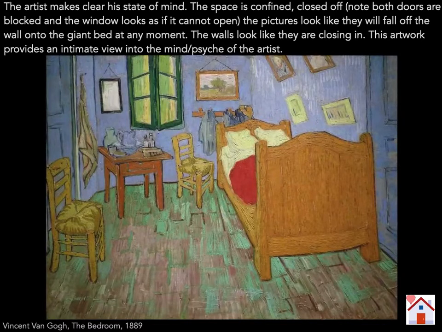Now here we have Vincent van Gogh's The Bedroom, painted in 1889. There are 3 different versions of this composition, and it is of his bedroom that he was living in while he stayed in Arles in the south of France, which he envisioned to be the studio of the South.